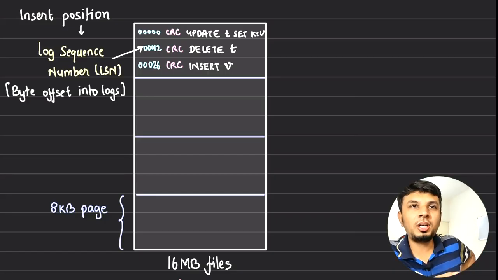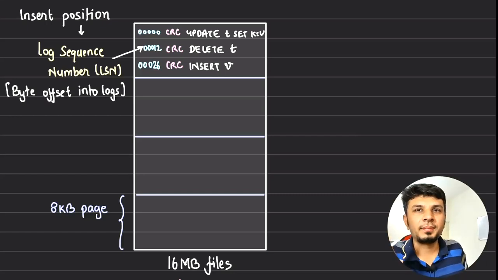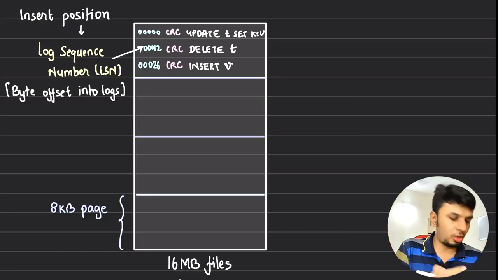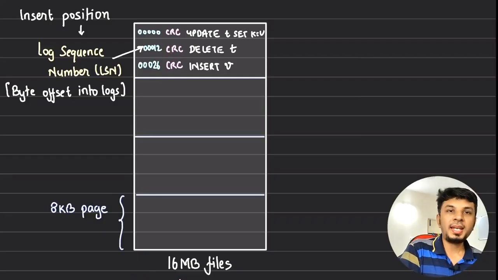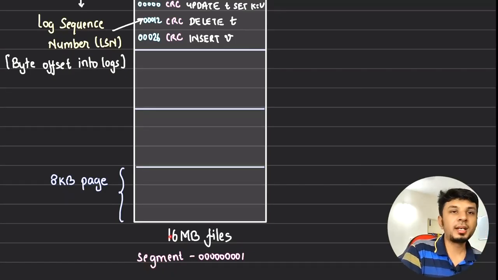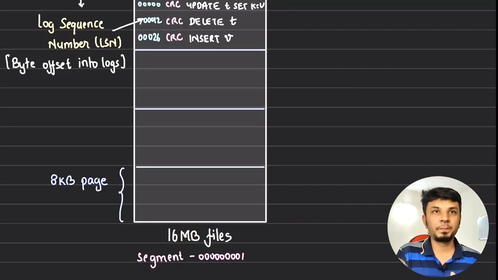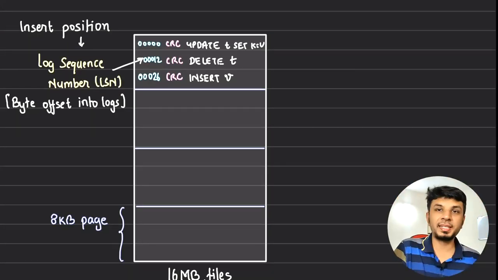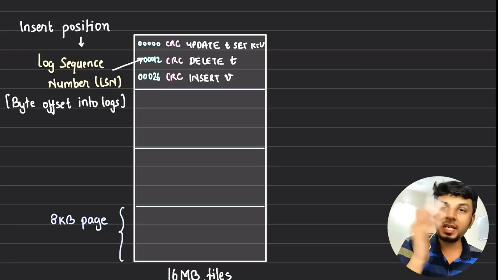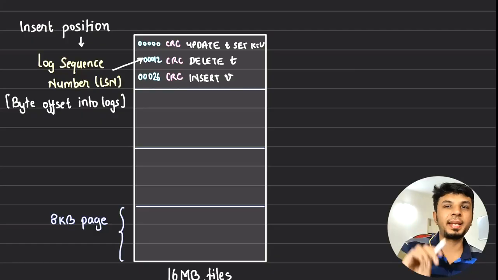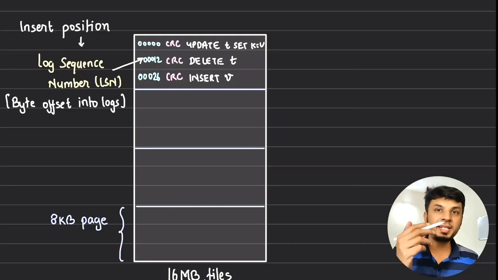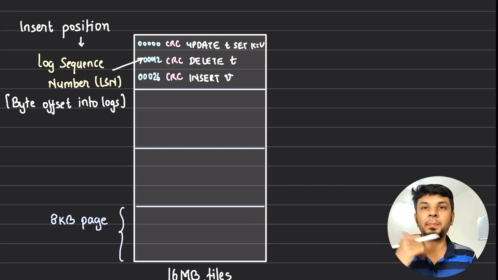A write-ahead log is not just one file. The write-ahead log typically contains a set of files, each file called a segment. Each segment is one file, at max 16 MB big. Within that segment, you have pages. Each page is an 8 KB big page.